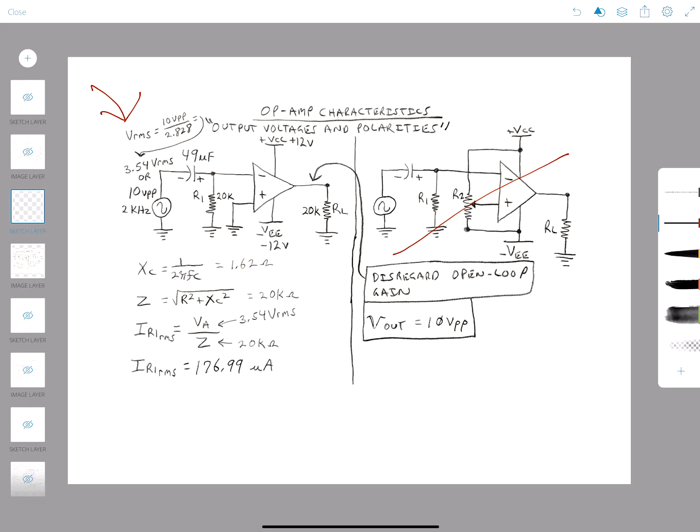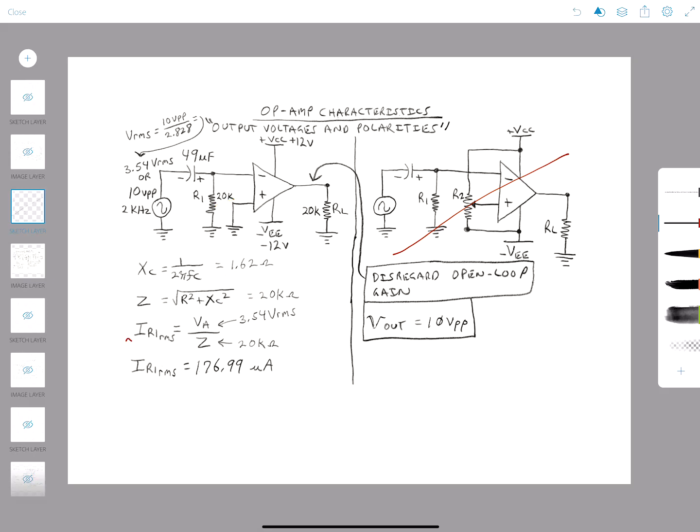All right, the next thing we want to look at is what is Z, our total impedance looking into this circuit. So straightforward, just following the steps as we go down. R squared, which is our 20k ohms, squared, plus X of C squared, which is our 1.62 ohms. And once we do that, since X of C is so small, it's not really going to give us much of a change from the 20k ohms on our R1.